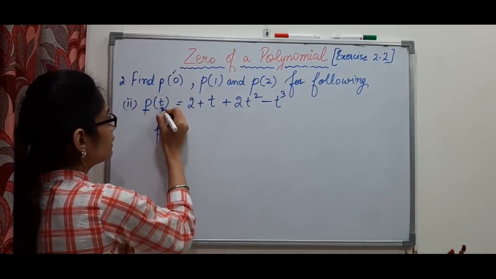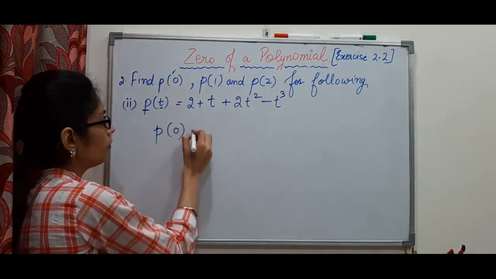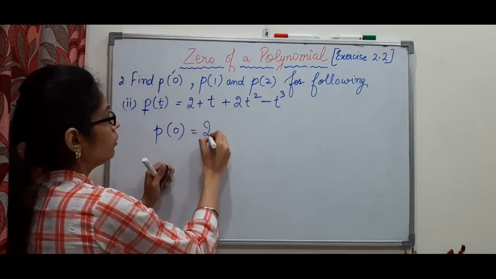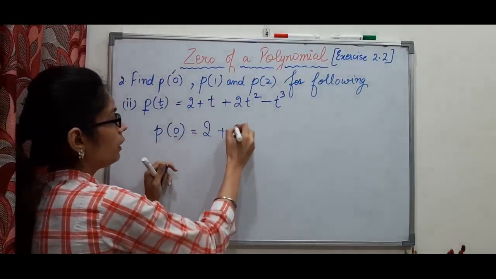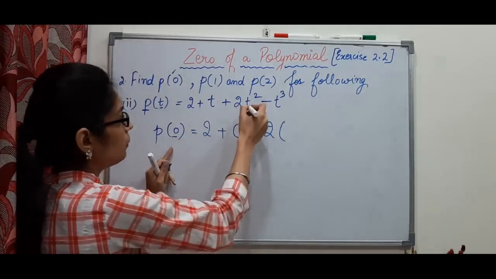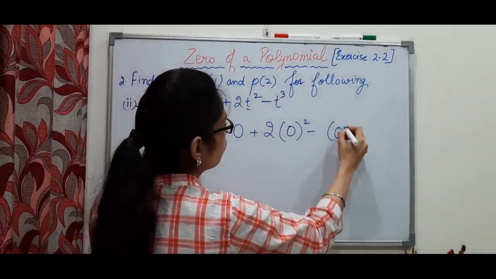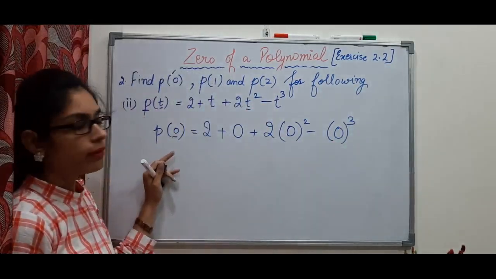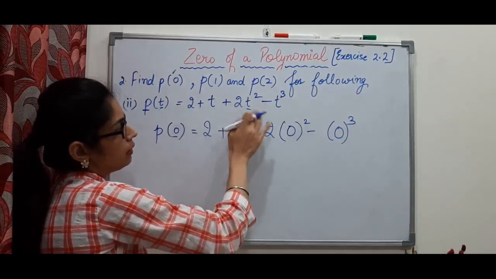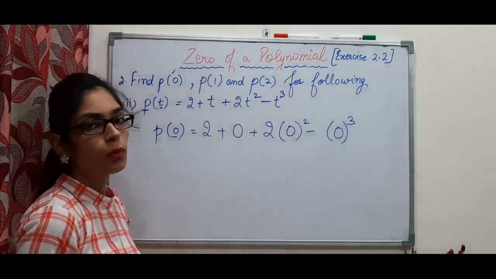So when you are replacing this t with some value, you will write that value over here instead of t. So now wherever you can see t, you have to put 0. So I will write 2 plus t, 0 we are putting, plus 2t square. So again in place of t we have to write 0, minus t square, t cube. So 0 cube I will write. Since the highest degree of the variable in this given polynomial is 3, this is a cubic polynomial.